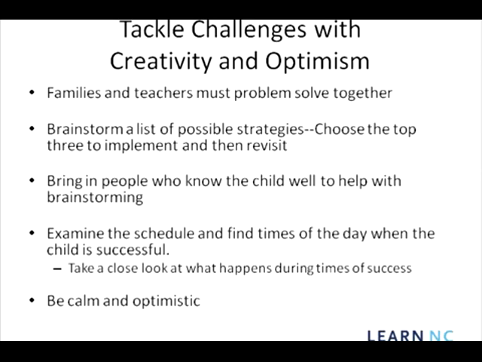Also, bringing in people who know the child well to help with brainstorming, such as private therapists, family, extended family, CAP workers, respite workers that work with a child outside of school. And examining the schedule and finding times of the day when the child is successful. Take a close look at what happens during times of success. What is happening at that moment that you feel is helping the child be successful in the classroom? And then finally, one of the hardest things to do sometimes is to be calm and optimistic. Know that there's always a way to reach these students.